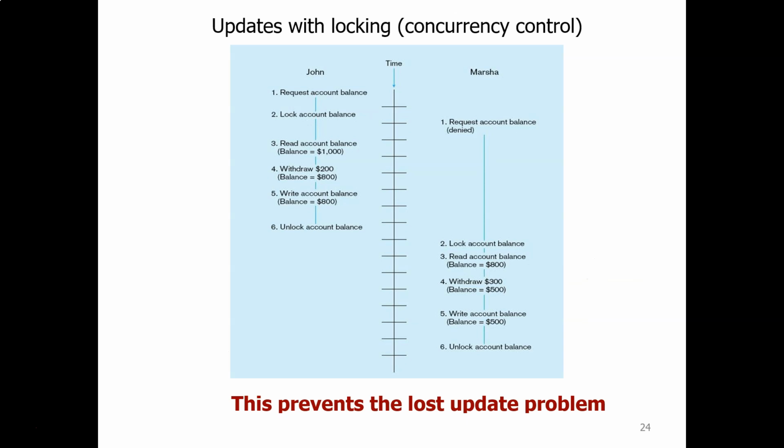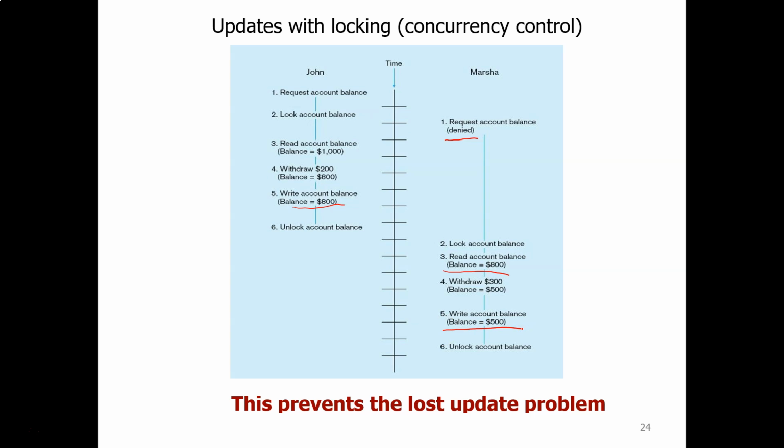Using the locking mechanism, this is what's going to happen. John puts the card into the ATM machine and requests the balance, and then looks at the balance, which is $1,000. And at the same time, Marsha also puts the card in the ATM machine. However, her request is denied because the data is being accessed by another user. So John gets to withdraw $200, so $800 is applied to the account balance. And then once John finishes his transaction, Marsha's transaction can start because the lock is released. So Marsha is able to read the balance, and now it's $800. And then with just $300, you end up with $500. So that solves the problem.